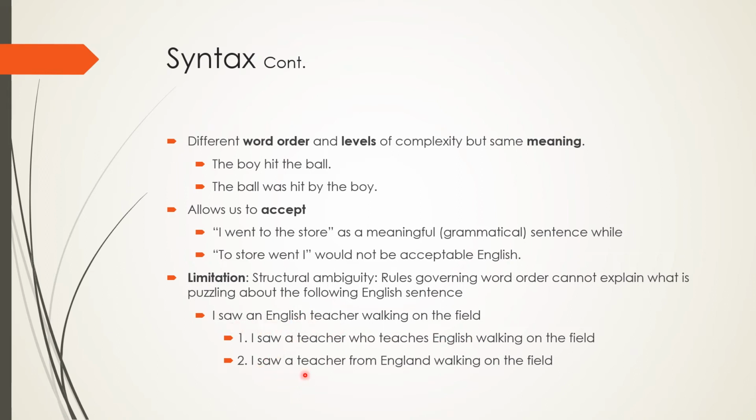Another could be: I saw a teacher from England walking in the field. That means the teacher could be teaching math, music, or art, but he or she could be coming from England. That's why it could be referred to as English. So I saw a teacher who comes from England walking on the field. These two different meanings can be understood from this one sentence. So this could be very ambiguous. This structural ambiguity can be identified here, and this is one limitation of syntax.